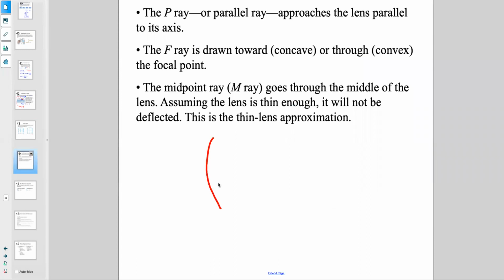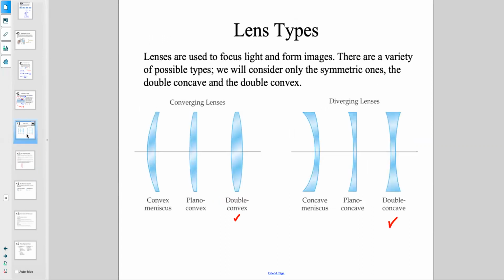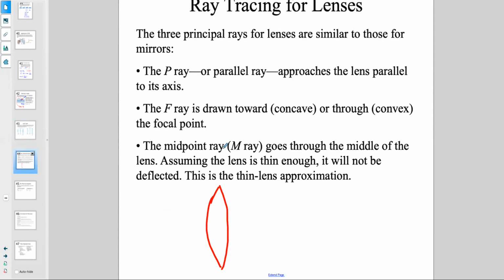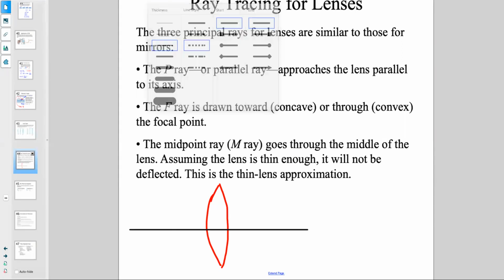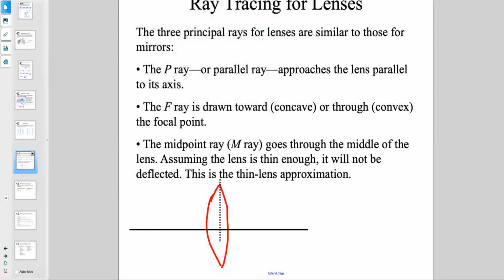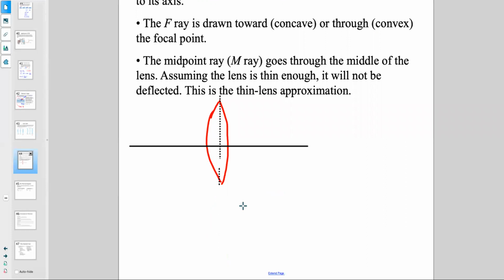So let's say that I have a double convex lens, which is right here, okay, and then I have a line, which is right there, and I have a dashed line, which is right there. Okay. Yeah, actually, here we go. That's much better.